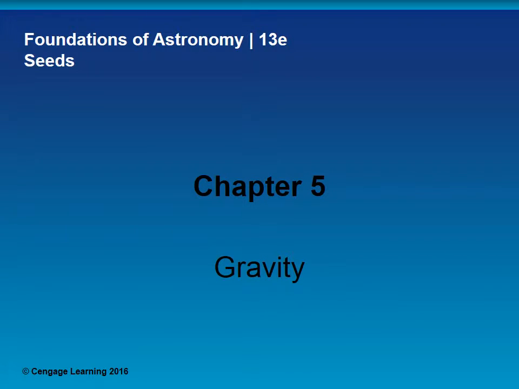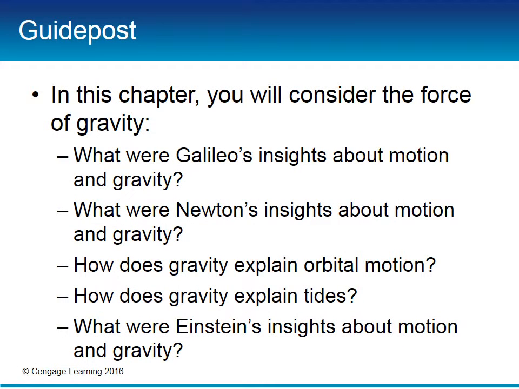Chapter 5 is about gravity. In this chapter, you'll consider the force of gravity, what Galileo thought about motion and gravity, what Newton thought about motion and gravity, how gravity explains orbital motion, how gravity explains tides, and what Einstein's insights were about gravity and motion.